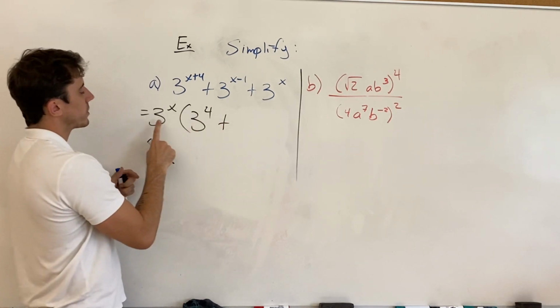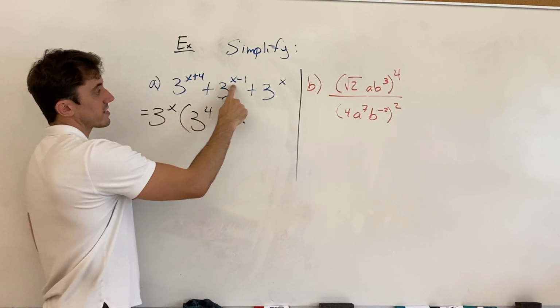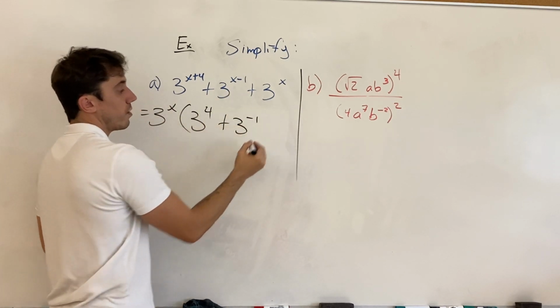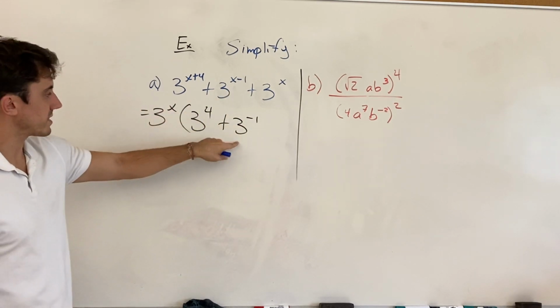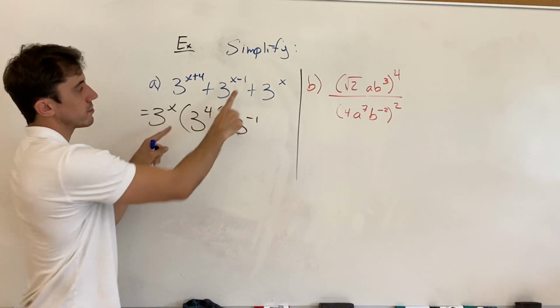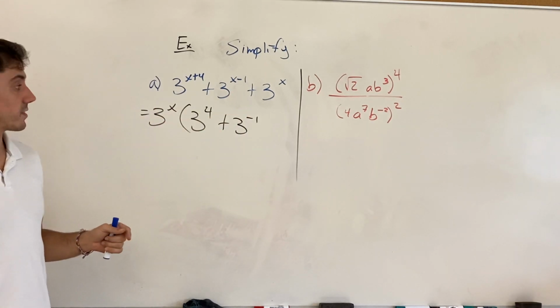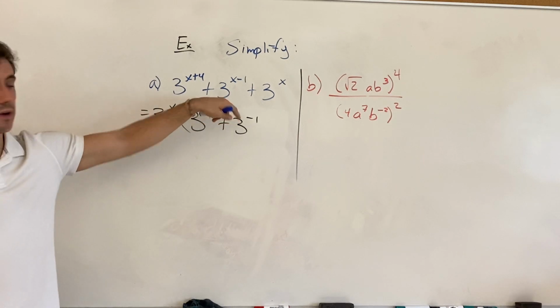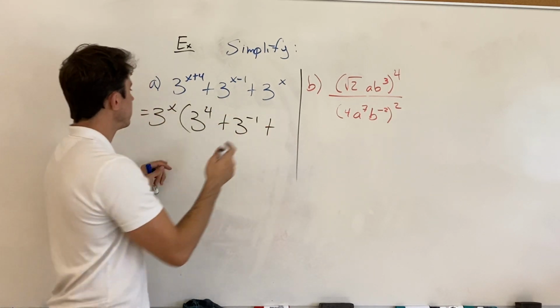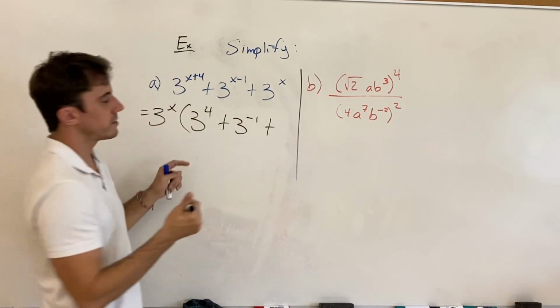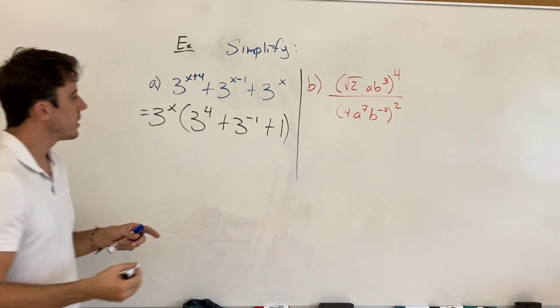Next, 3 to the power of x times what would give us 3 to the power of x minus 1? Well, that would be 3 to the negative 1. Right, again, when we multiply through by the same base, we add exponents, and so that would bring us back the 3 to the x minus 1. And lastly, 3 to the power of x times what? This one's a little bit easier to consider, plus 1.